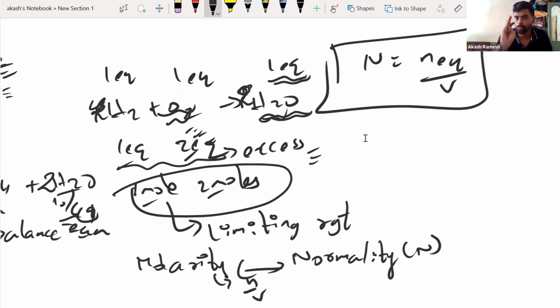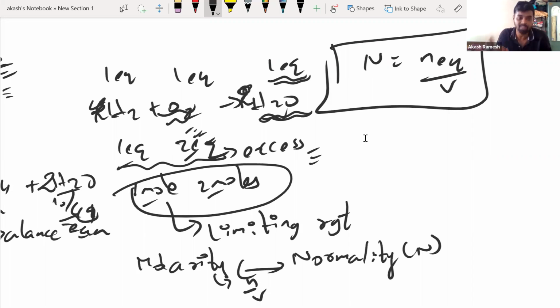So three things: equivalent mass is similar to the molar mass, number of equivalents is very similar to number of moles, and the third thing is that normality is very similar to molarity. Everything is connected, right? And what is the advantage of using equivalent concept?